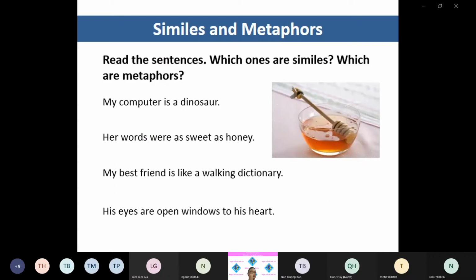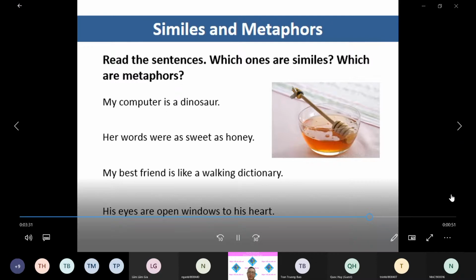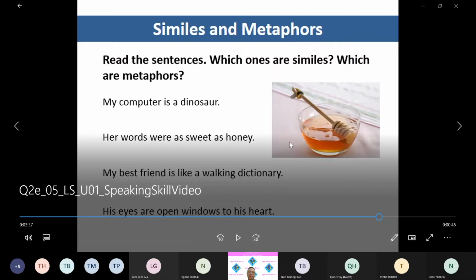Similes and metaphors. Read the sentences. Which ones are similes? Which are metaphors? My computer is a dinosaur.